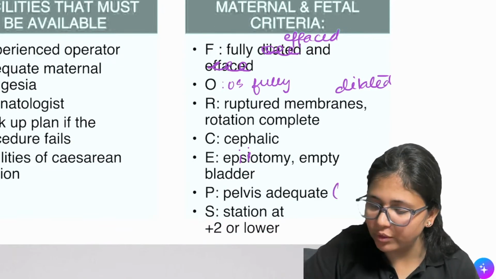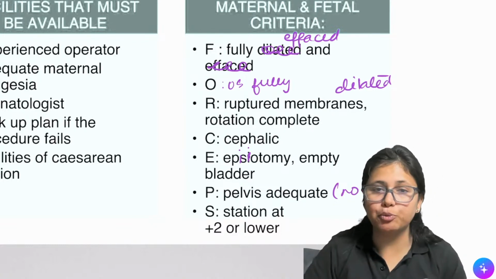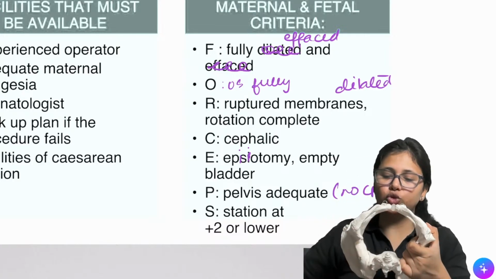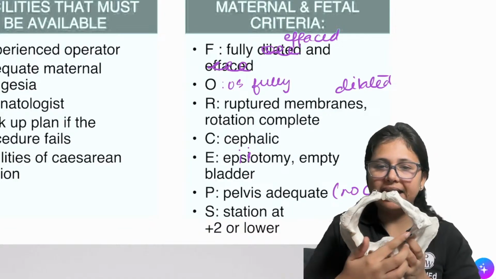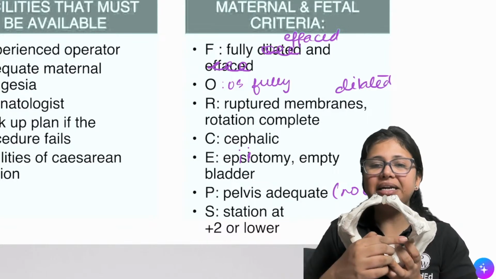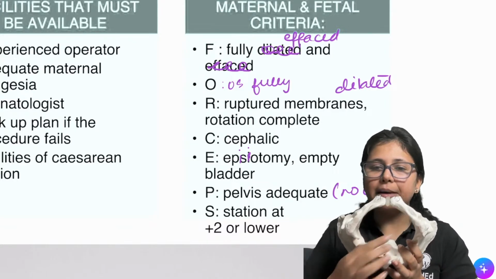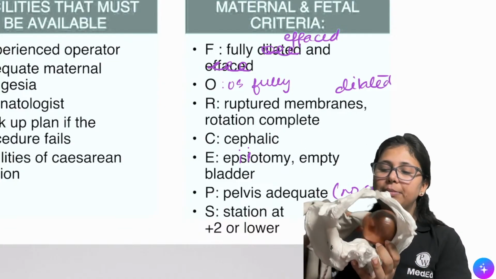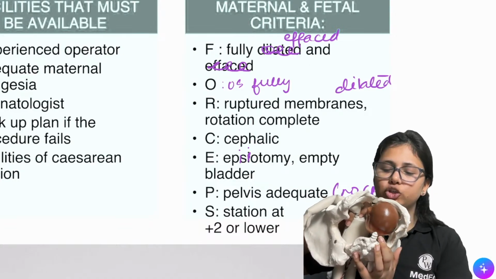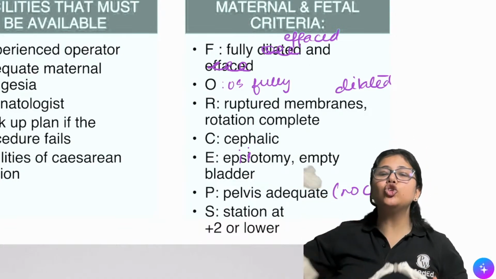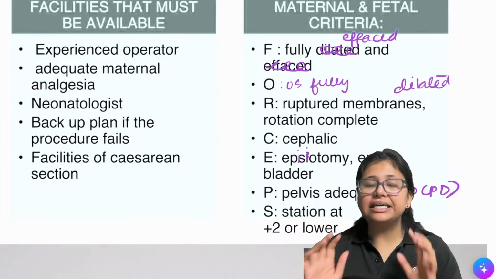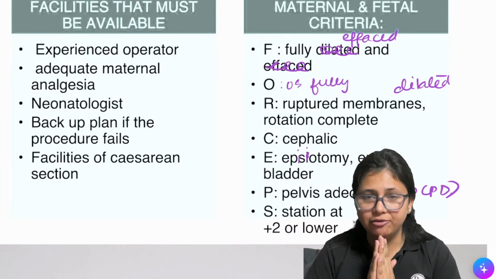The pelvis should be adequate, which means there should be no cephalopelvic disproportion, and the station should be +2 or lower. So what do I mean by station should be +2 or lower? The level of the ischial spines is what is considered zero station, and we've talked about this. So 2 centimeters below that is +2. 2 centimeters above that is -2. So +2 or lower means the baby should have descended at least 2 centimeters below the ischial spine. So the leading point of the fetal head should be at least 2 centimeters below the ischial spine. Right. So these are the criteria for applying forceps.